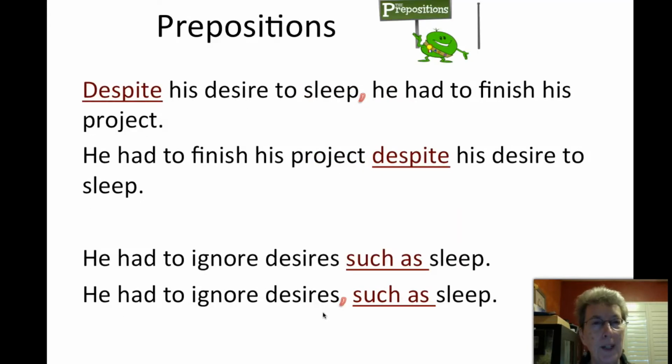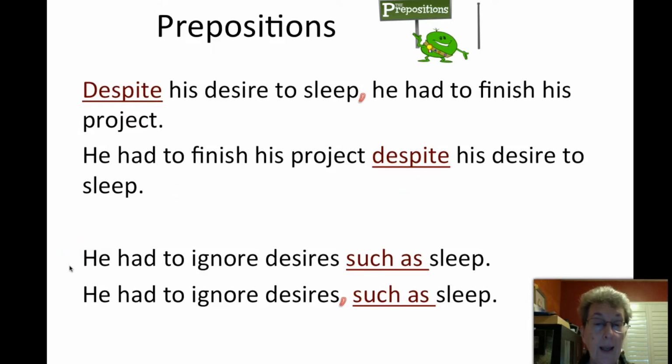All right, and then we have prepositions. Now, a preposition can come at the beginning of a sentence. Despite his desire to sleep, comma, he had to finish his project. So the comma comes before the independent clause. He had to finish his project. And this whole prepositional phrase is just the introduction for that. But I can also put it after the independent clause. He had to finish his project despite his desire to sleep. So if it goes after, I don't need a comma. It's a little bit like those other words where when it's in the middle, you don't need a comma.